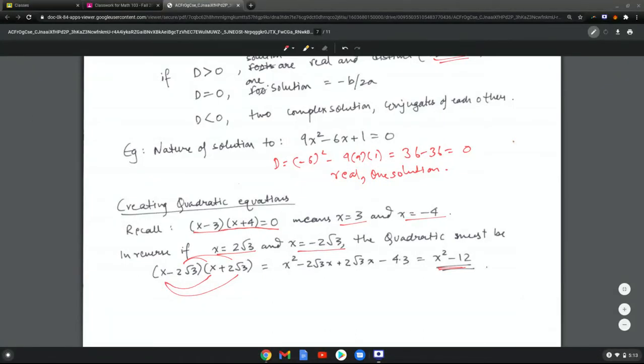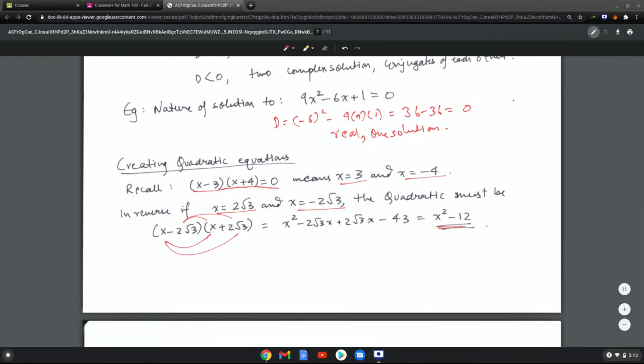Okay, so far we looked at quadratic equations, how to solve them, what the nature of the solution looks like depending on the value of the discriminant, and then we learned how to create a quadratic equation if you are given the answers.